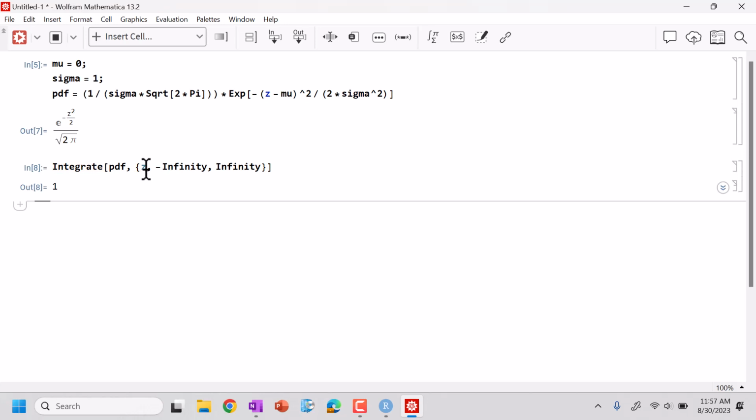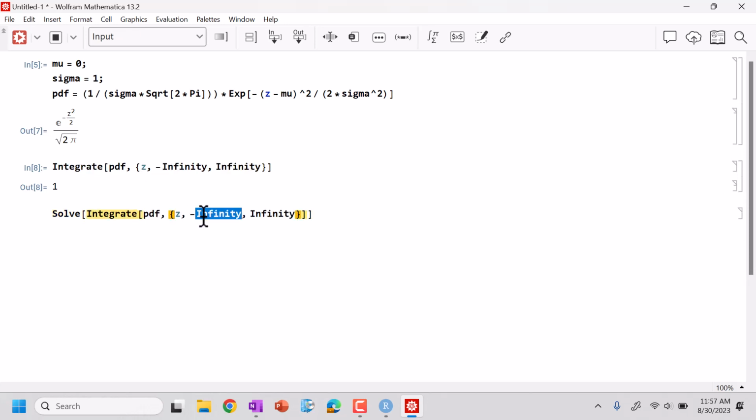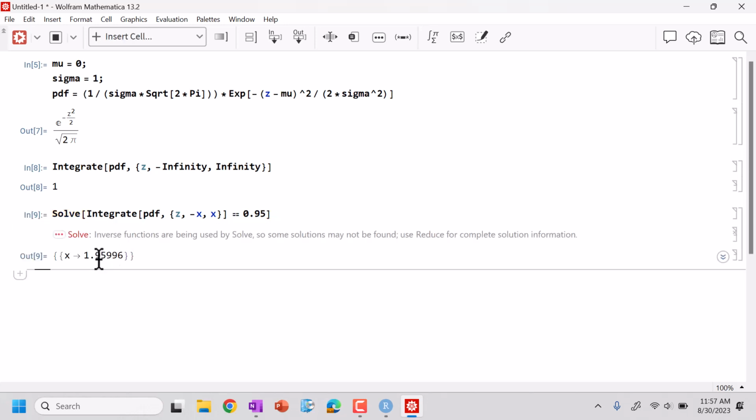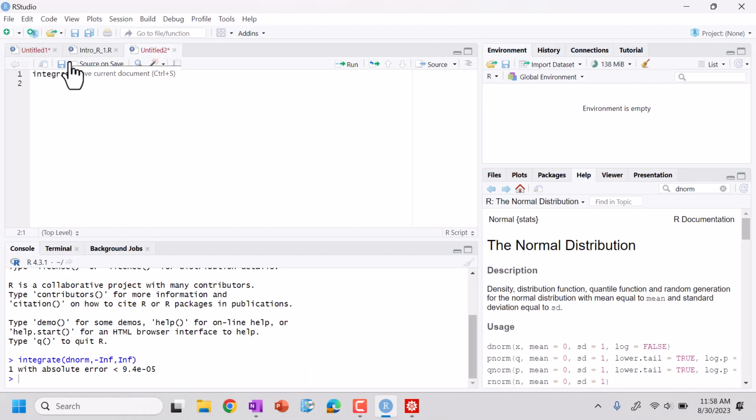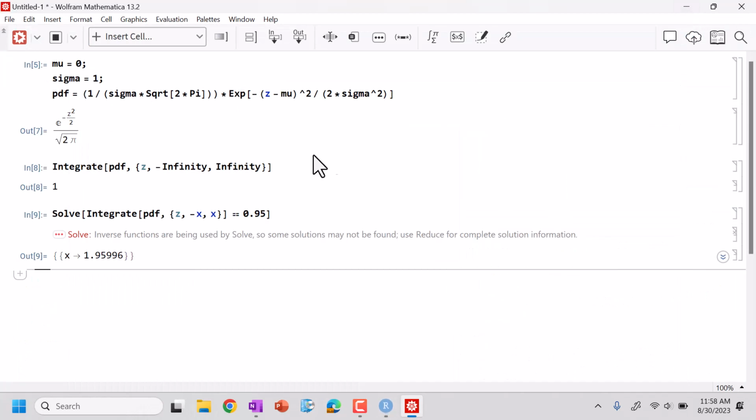Well, if I want the bounds, meaning that they are symmetric, I can go ahead and say solve. When does this integral, from minus x to plus x, equal 0.95? So when do I expect to find 95% of my data? And you see it's 1.96. We can actually confirm this value. So we can go from minus 1.96 to 1.96 here. Again, solve is a lot harder in R than it is with Mathematica, but you can see 95% of our data will hold here. So this is great.